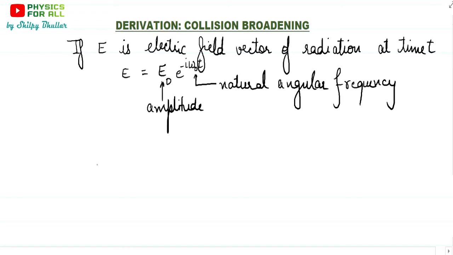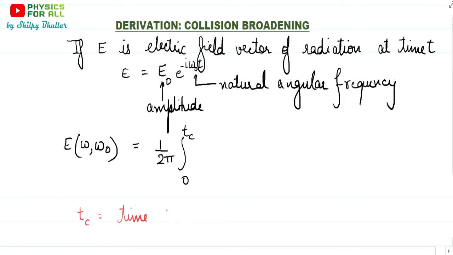Now, the way we did in natural broadening, we have to express the E omega omega naught in terms of Fourier transform. So we will use that, and we are considering that this TC is the time between collisions. I'm just going to mention that TC is the time between collisions. What does this signify? This is simply how much time the atom has on its own when it is not being hit by any other atom. So TC is the time interval when the atom is going on its own. Once this TC is over, it will be hit by another atom.